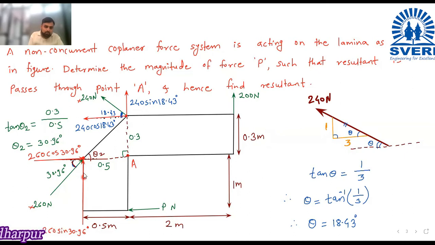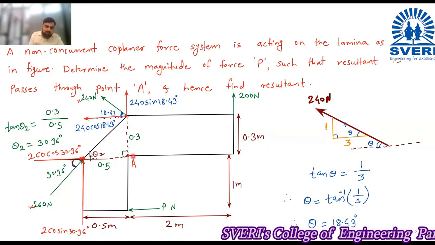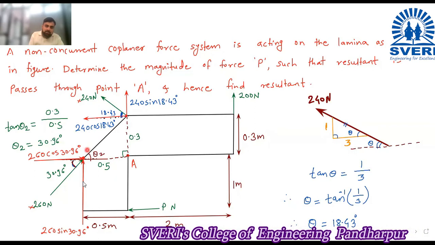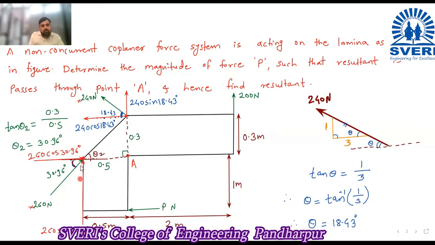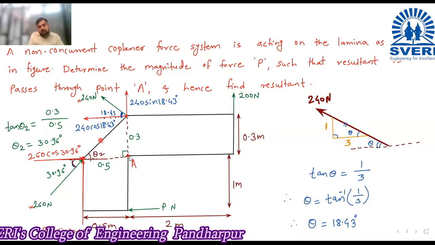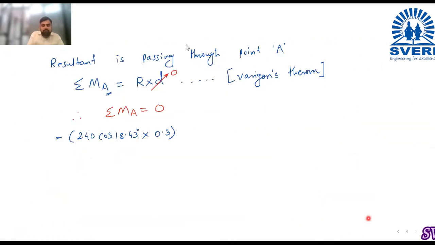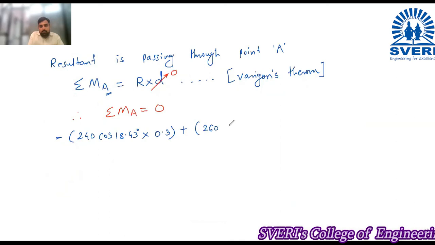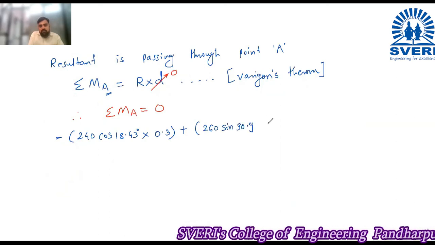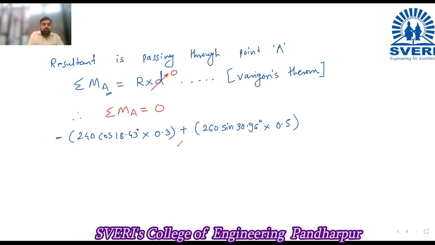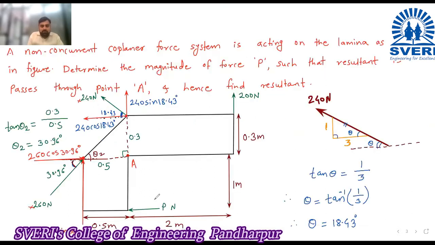Now see, this force is moving upward. So rotate it about point A. Tell me the direction of rotation. Clockwise. If you rotate it about A, it is moving in clockwise direction. So it is positive or negative? Positive. So I will write here plus 260 sine of 30.96 into 0.5. So this is positive.